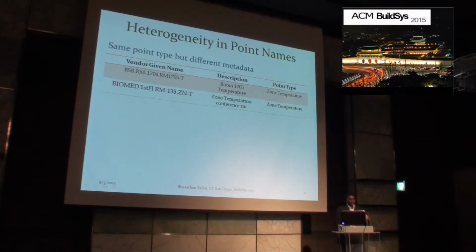Let me give you an example of how much heterogeneity exists. Taking the zone temperature, which seems to be a popular point to examine and easy to understand, the points could have very different features. The leftmost name here is the vendor-given name, which has cryptic abbreviations, and there is a description which is more human readable. Again, these are meant to be read by the building operators, not by machines.